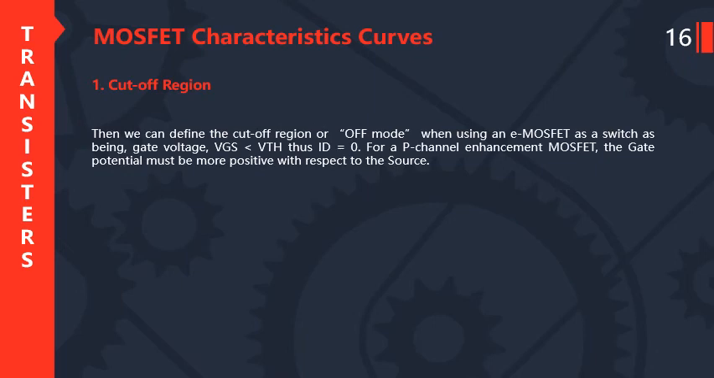Then we can define the cutoff region or off mode when using a MOSFET as a switch as being when gate voltage VGS is less than VTH, thus ID is equal to 0, where ID is called the drain current. For a P-channel enhancement MOSFET, the gate potential must be more positive with respect to the source. So this is all about the cutoff region of the MOSFET.